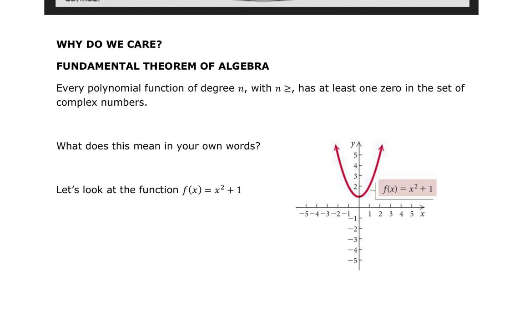Now, why do we care? Well, because the fundamental theorem of algebra says for every polynomial of degree n, there is at least 1 zero in the set of complex numbers. So what does this mean in your own words? I'll let that be yours.